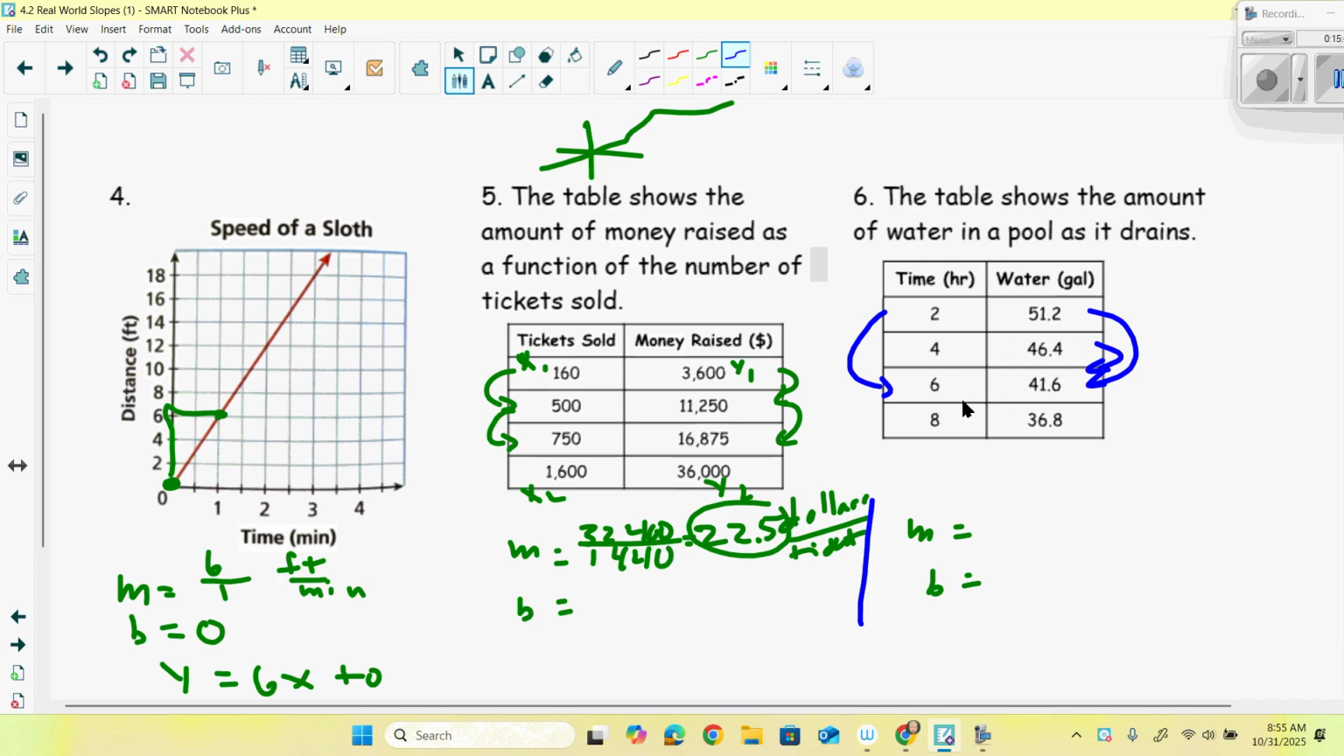So I'm just going to pick the first two. And I'm going to do 46.4 minus 51.2. And I get negative 4.8.